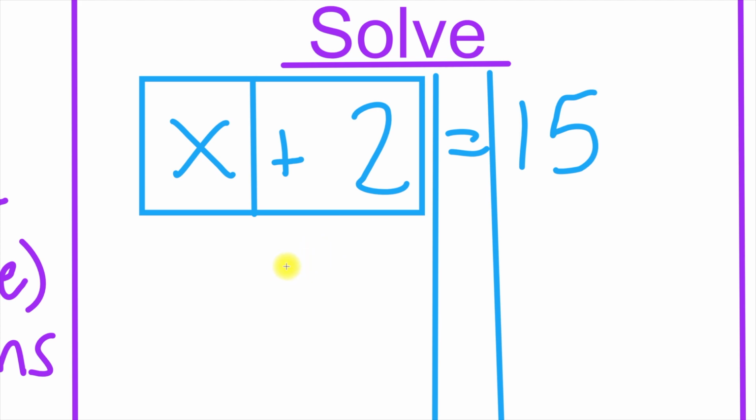So we're going to take that equation, and instead of adding 2, we're going to subtract 2. So we're going to put minus 2 over here, and then we'll put minus 2 over here.